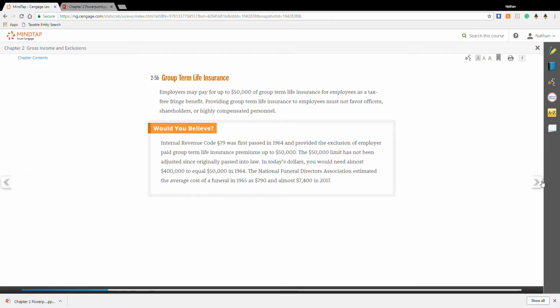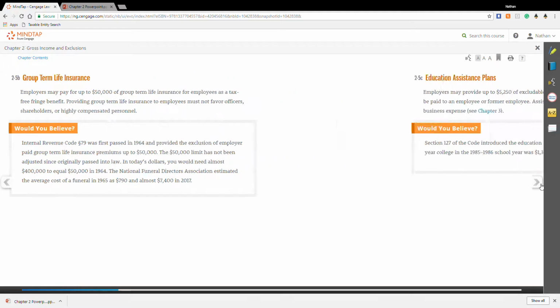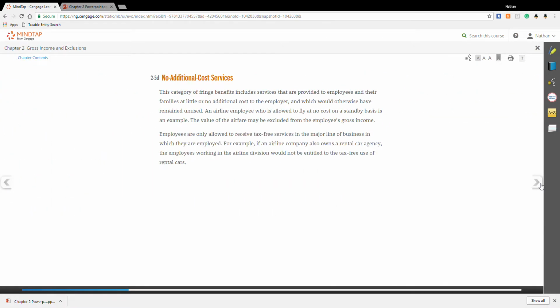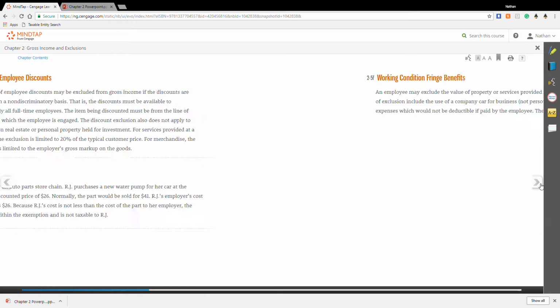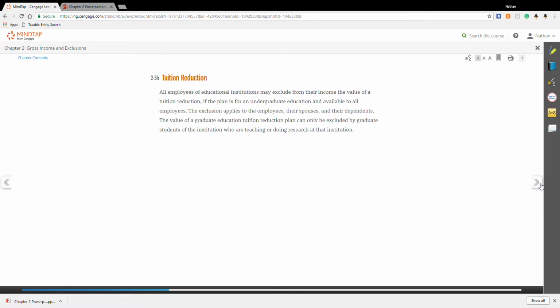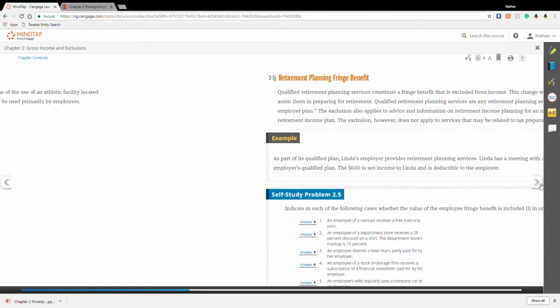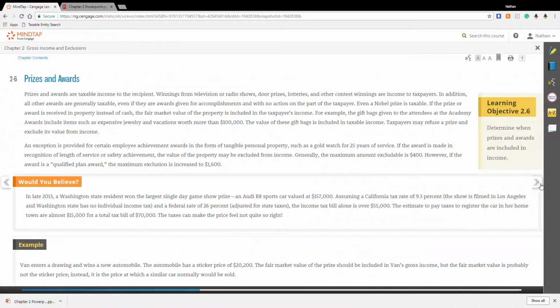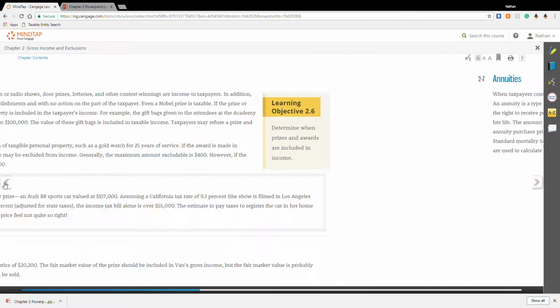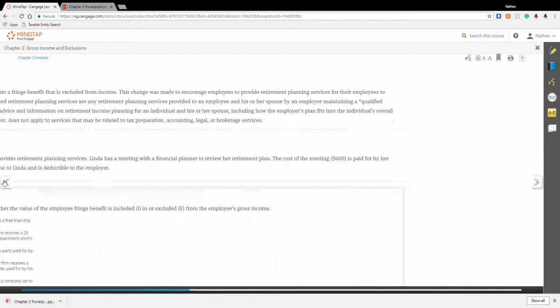And there's our group life insurance, which is cool. There's our education assistance plans, no additional costs, qualified 2.2-5, 2-5. As you can see, it goes pretty far. Oh, we may have passed it. We're going on to the next subject. Oh, well.